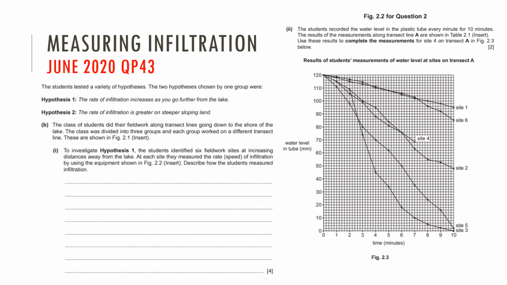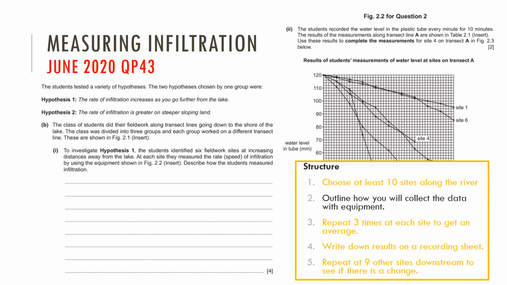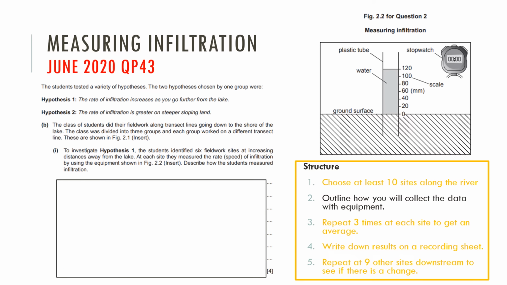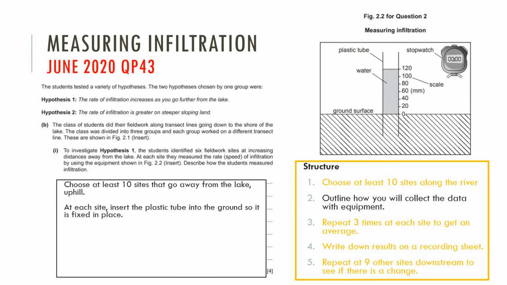So it's really important that you read the whole paper first. If you look at that, it says the students recorded the water level in the plastic tube every minute for 10 minutes. So that's information that you can include in the first part of this answer. Again, if I've got my golden rules and I look at the mark scheme, you can see here that I need to choose at least 10 sites that go away from the lake uphill, because that's what the hypothesis is exploring. At each site, I would insert the plastic tube into the ground, like you can see in the figure, so it is in a fixed place.